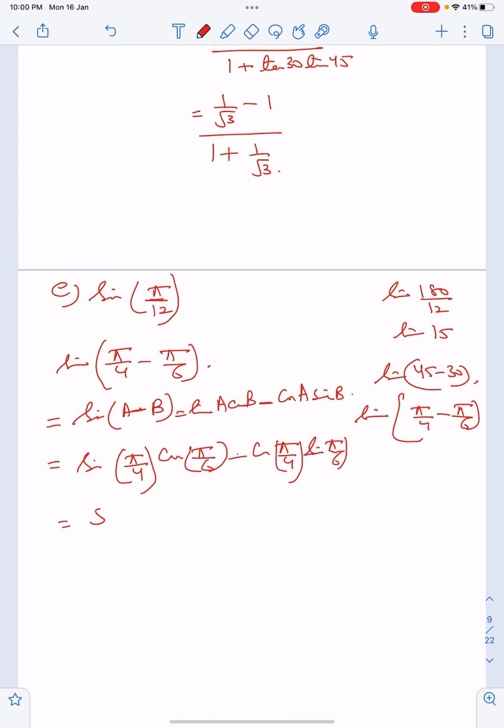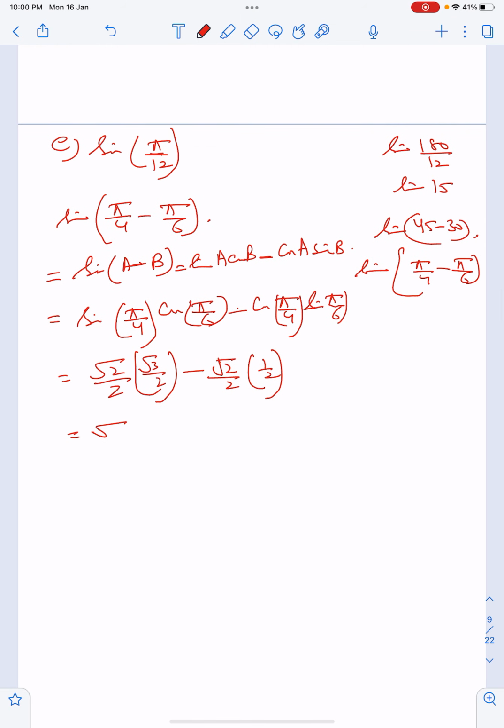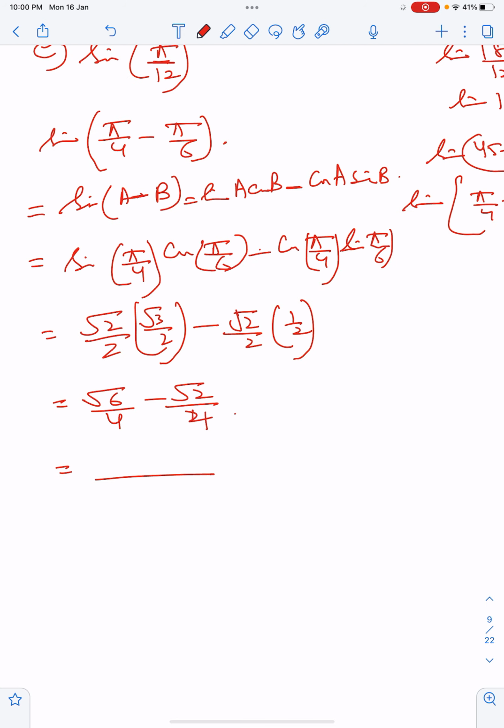Let us simplify. Sine of pi by 4 is root 2 upon 2. Cos of pi by 6, pi by 6 is equivalent to 30, so cos of 30 is root 3 upon 2. Minus cos of pi by 4 is root 2 upon 2, and sine of pi by 6 is half. Pi by 6 is 30 and sine of 30 is half. Let us simplify this. Root 6 upon 4 minus root 2 upon 4. I don't need to take out the LCM because the denominators are the same now. So root 6 minus root 2 upon 4. This will be the final answer.